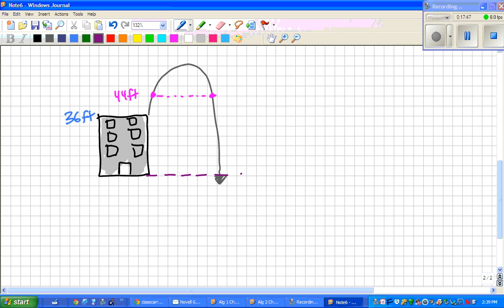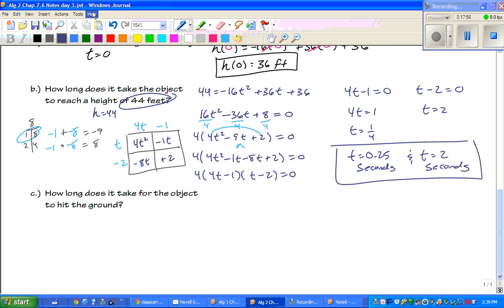How long does it take for the object to hit the ground? Once again, we want to find out where it hits the ground, and where it hits the ground, the height is 0. So when we're setting up this equation, we've got 0 equals -16t squared plus 36t plus 36. Now this is where we can take out a GCF of -4 and then solve it. So all on your own, guys. I'm going to have the answers up after you pause the video and try it yourself. Good luck.